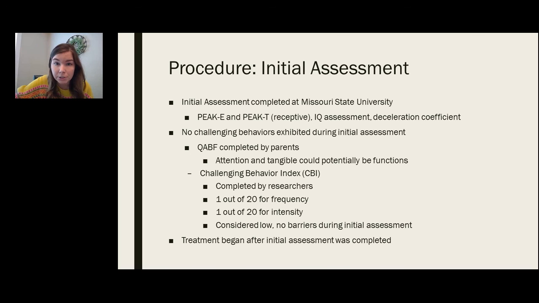The researchers that completed the initial assessment also completed a challenging behavior index at the end of the assessment. This indicated that she scored a 1 out of 20 for frequency and a 1 out of 20 for intensity, which was fairly low, implying that there were no behaviors during the initial assessment that impeded the actual assessment being conducted. And then treatment began after the initial assessment was completed.